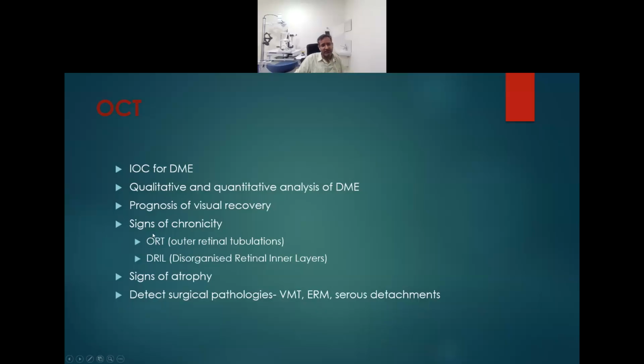How does it tell? Because there are signs of chronicity, like the outer retinal tubulations and DRIL, that is the disorganization of retinal inner layers, which tell us the sign of chronicity of the macular edema and tell us that the prognosis will be poor. And if there are signs of atrophy, the visual prognosis will be grave. And it also helps us to detect the surgical pathologies like the VMT, ERM, and various serous detachments.